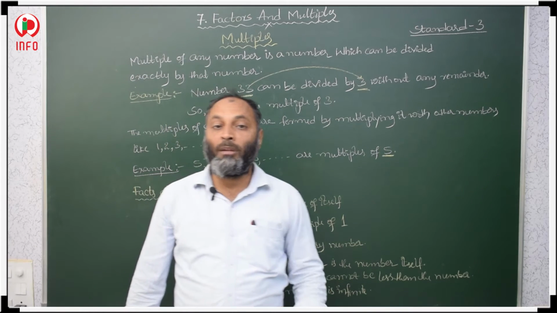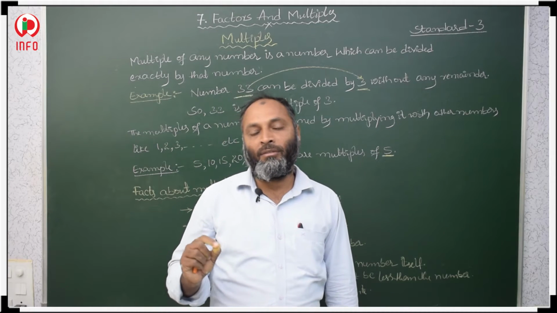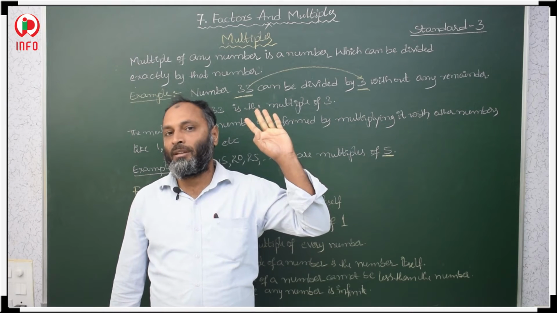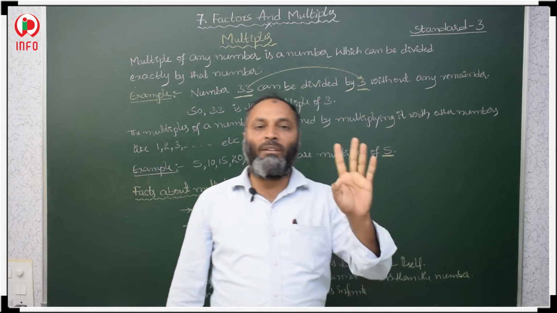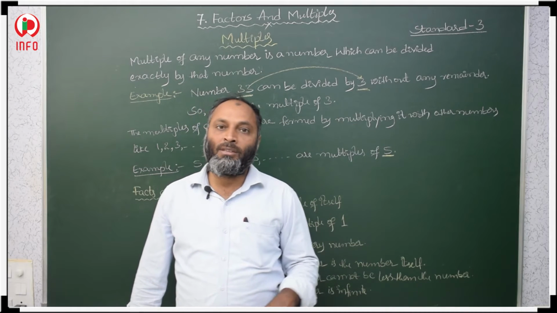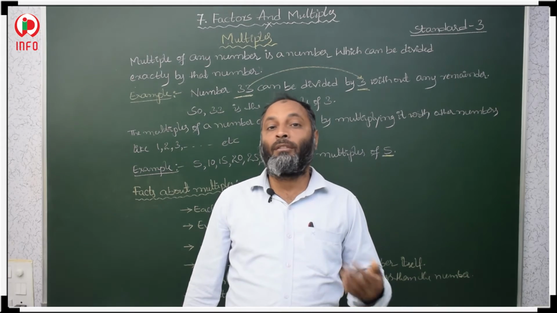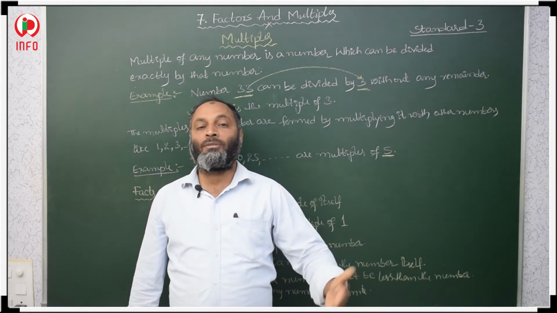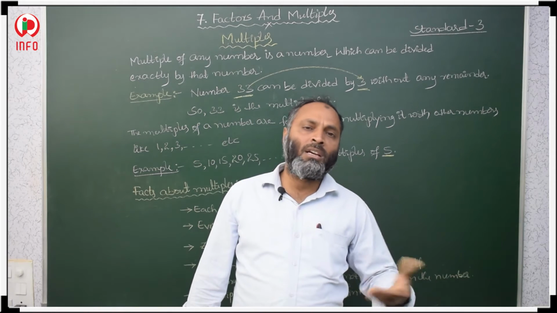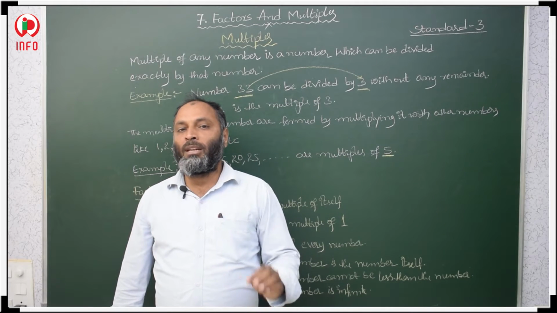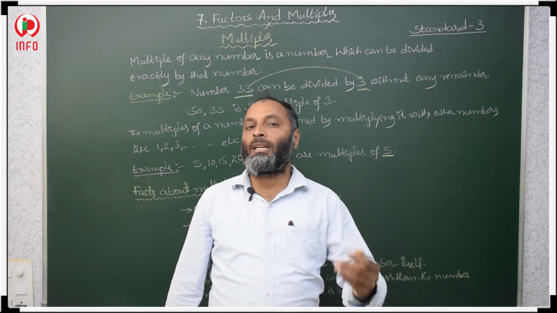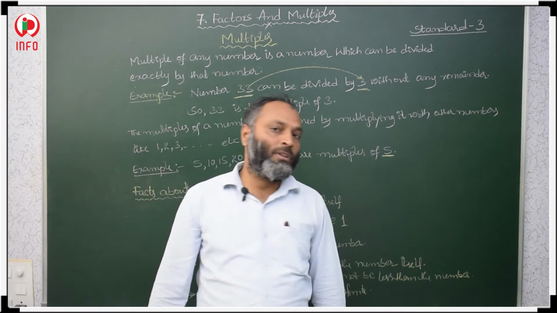Infinite multiples. But in factors, we have limited factors. How many factors does 12 have? 12 has only 6 factors, limited factors. Like that, 36 has 8 factors. So numbers have limited factors, but infinite multiples. How? 12 ones, 12 twos, 12 threes, 12 fours, 12 fives, 12 sixes, 12 sevens, 12 eights, 12 nines, 12 elevens, and so on. So numbers have infinite multiples but limited factors. Factors are limited, but multiples are infinite. These things you have to remember.